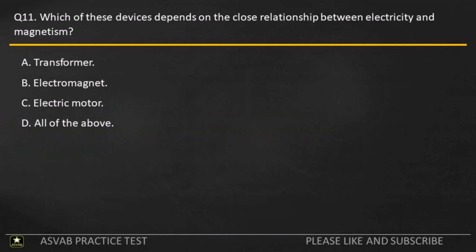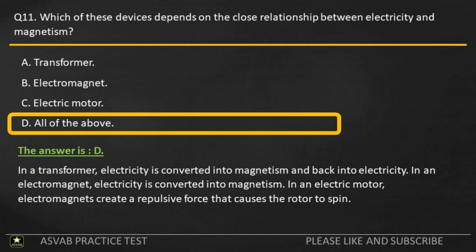Q11. Which of these devices depends on the close relationship between electricity and magnetism? A. Transformer, B. Electromagnet, C. Electric motor, D. All of the above. The answer is D. In a transformer, electricity is converted into magnetism and back into electricity. In an electromagnet, electricity is converted into magnetism. In an electric motor, electromagnets create a repulsive force that causes the rotor to spin.